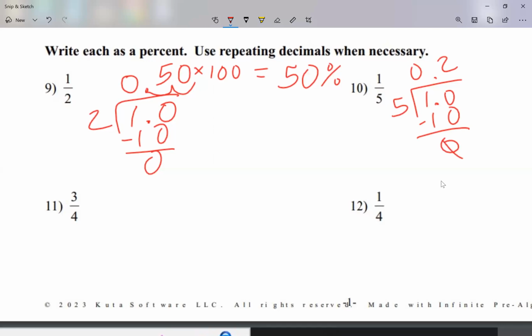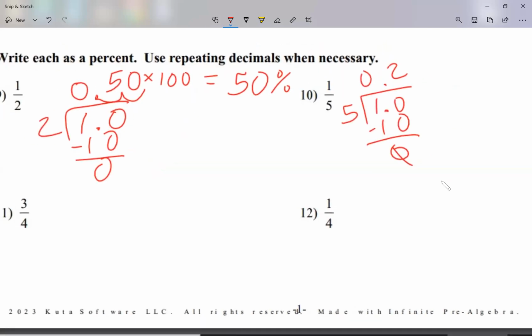So I have to go 0.2 times 100. That's what's going to give me my answer, 0.2 times 100. To make this easy, let me just put a 0 here at the end. Technically, move the decimal 2 places to the right. So it's going to give me 20%.